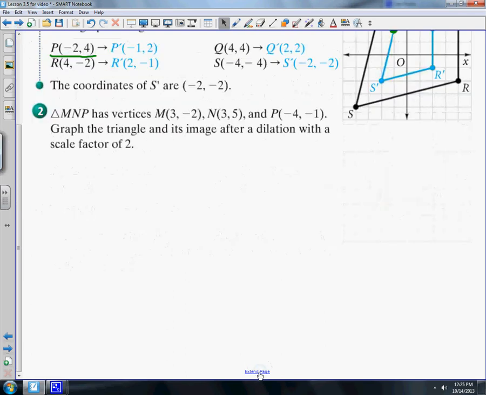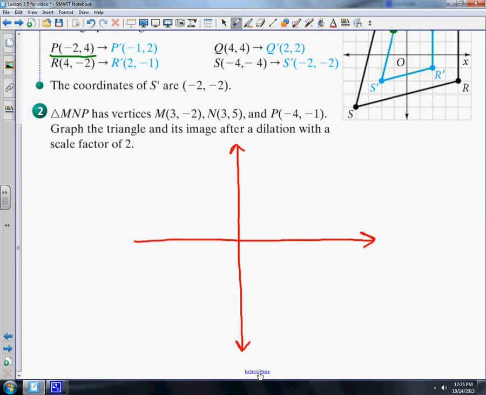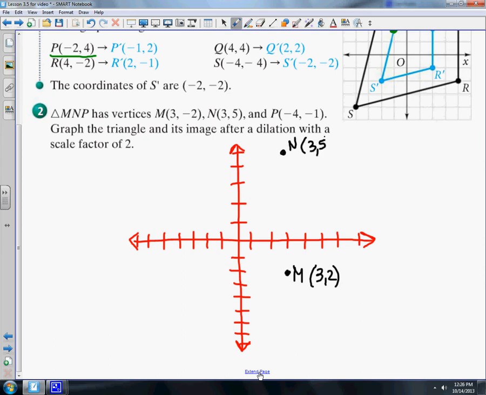Quadrilateral. So let's try one on our own. Triangle MNP has vertices M, N, and P, and it gives the points. Graph the triangle and its image after a dilation with a scale factor of 2. So, draw a graph on your paper. We're just going to do this without graph paper right now, unless you have graph paper, you can use it. So M is over 3, down 2. N is over 3, up 5. That's N, 3, 5. And P is -4, -1.